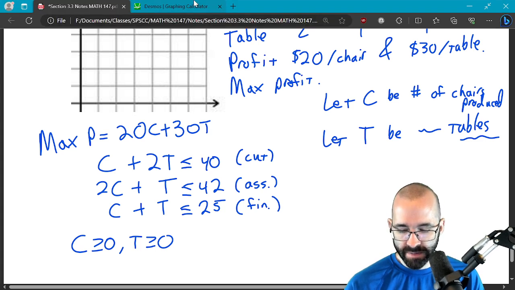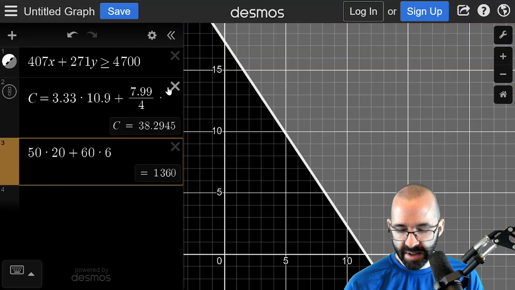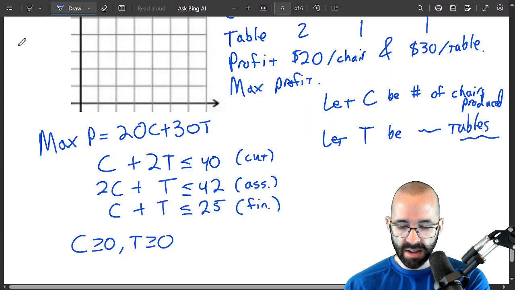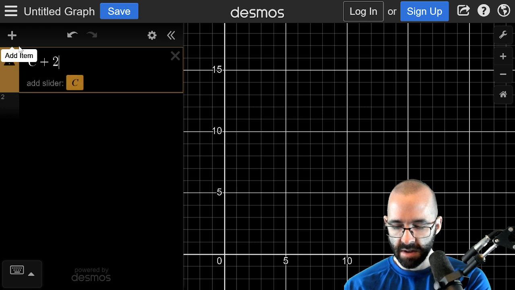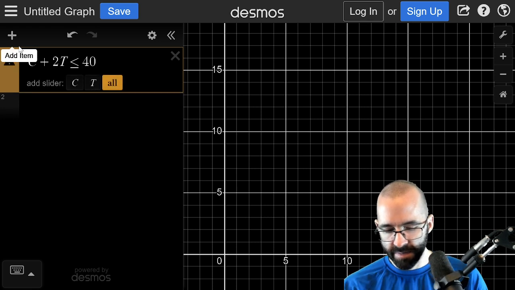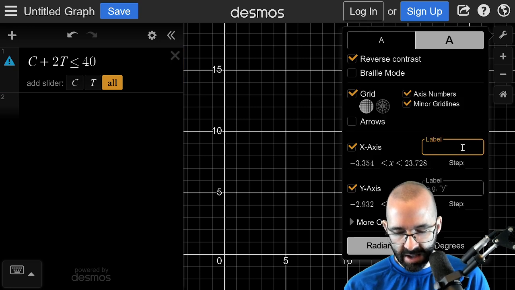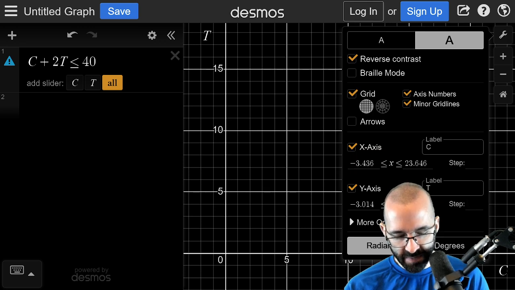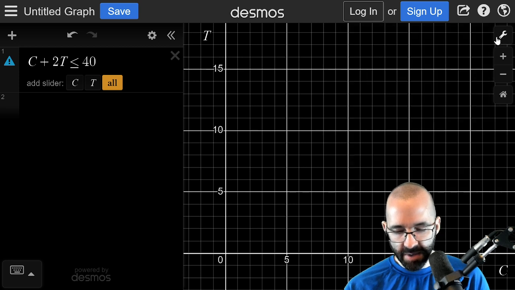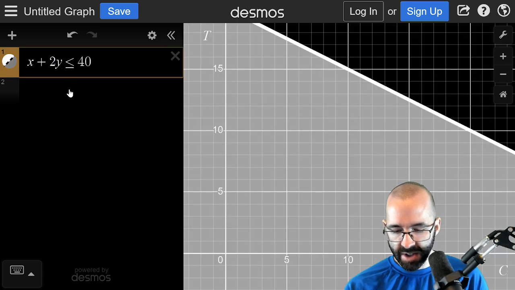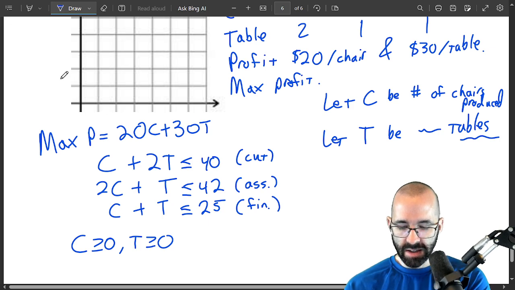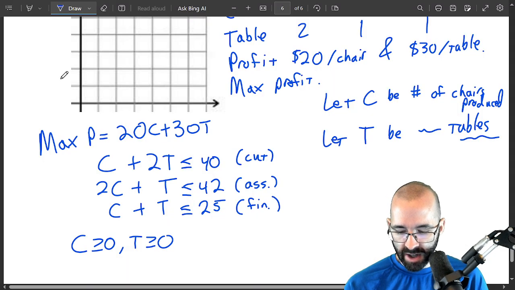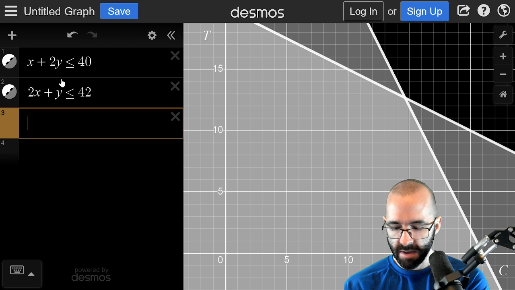Let's graph our feasible region. So again, when we graph it on the computer, C and T might confuse it. C plus 2T less than or equal to 40. I wonder if you can tell it, if this is C and this is T, is it smart enough? No, it's not smart enough. Nice try. All right, well, you can graph it like this. The next one is 2x plus y is less than or equal to 42. And the next one is x plus y less than or equal to 25.